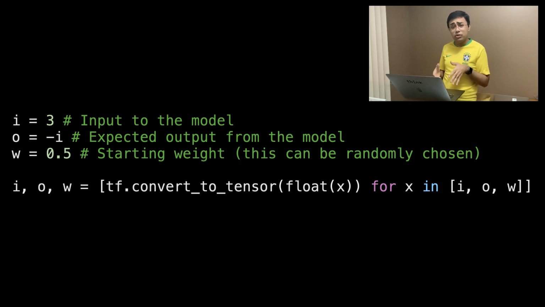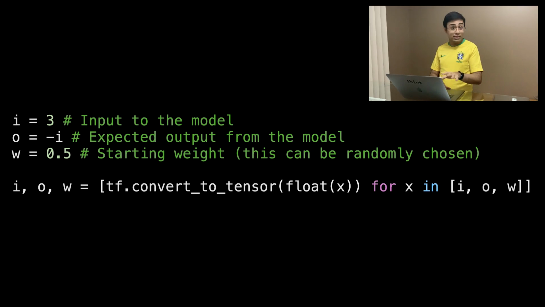Now, if you were to do 3 times 0.5, you would get 1.5. But what we want the perceptron to output is -3. So as you can tell, the output's very off. We're going to fix that in just a moment in the next cell of code. So what I'm going to do quickly here is run this cell, and just like that, I've defined my input, output, and the weight for the perceptron.